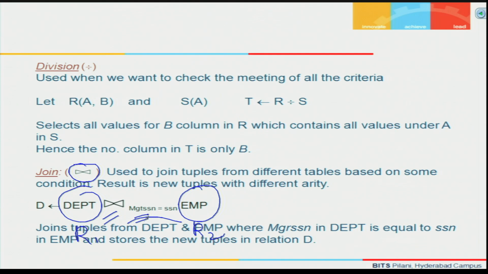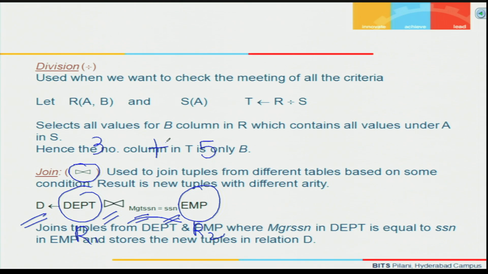The manager SSN value in a department table should be equal to the value of SSN in employee table. Only such kind of tuple should be joined and then made available in the result. The result is, in this case, going to be D. Now let us assume that if I have 3 columns in department table and 5 columns in employee table, then the result will contain 3 plus 5, that is 8. The degree or arity of the result is going to be 8.